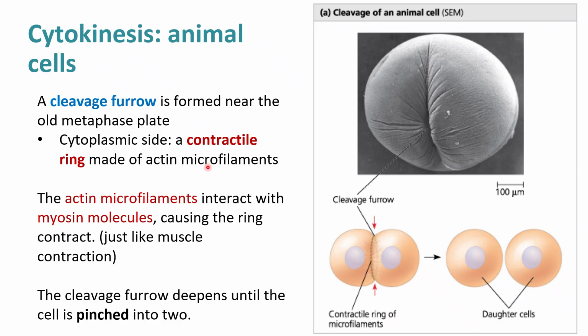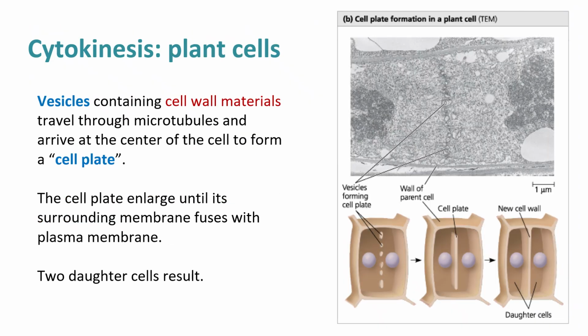On the cytoplasmic side, you'll have a contractile ring made of actin microfilaments. So this is something that's found actively in muscles and things too. It's helping it move and interacting with myosin molecules, which causes the ring to contract. Same thing that muscles do that we'll learn a little bit about later in the semester. And so this cleavage furrow is just going to deepen until, again, it's pinched into two. This is within the animal cells.